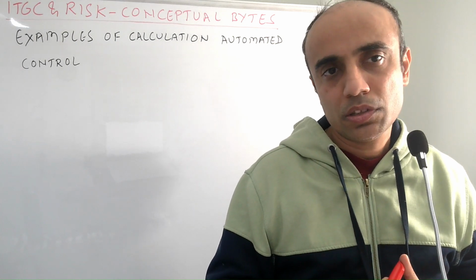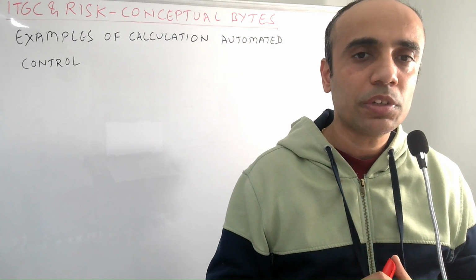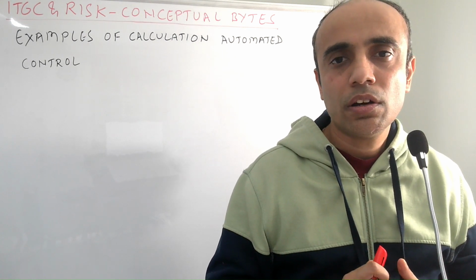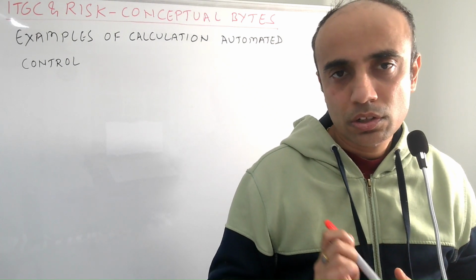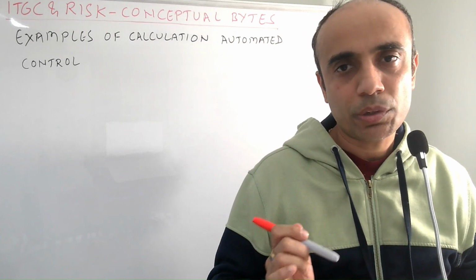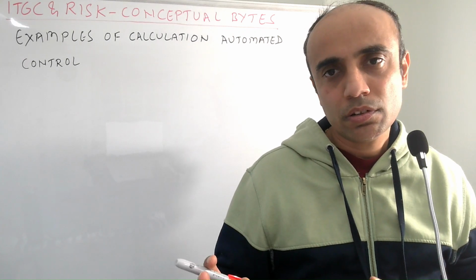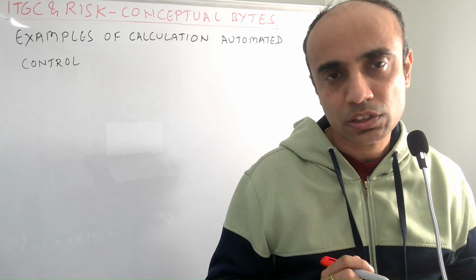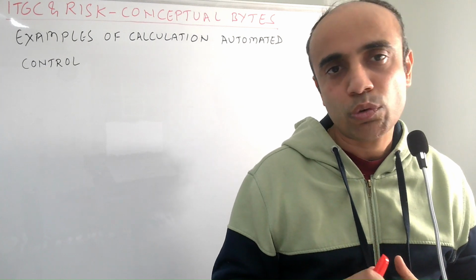So first example is a finance application using financial statements to calculate liquidity, profitability, and solvency ratios. So this calculation of these 3 parameters, liquidity, profitability, and solvency ratios, or any other which are getting calculated using financial statements by the application in an automated way, is an example of a calculation automated control.